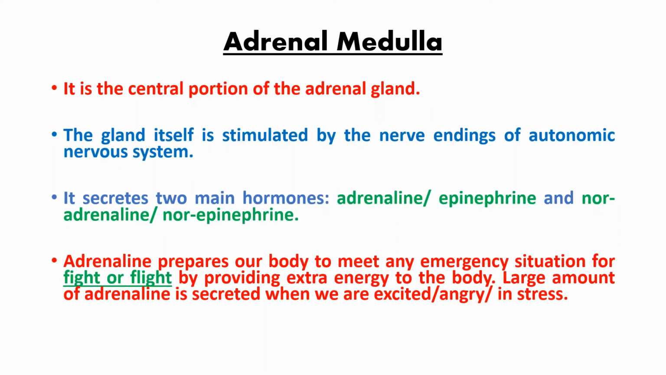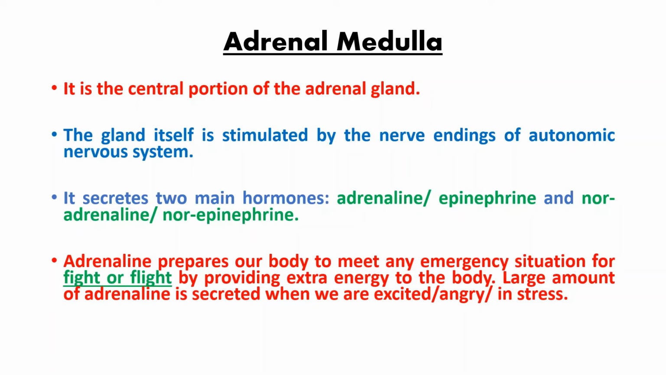So why does that happen? Because whenever you meet an emergency situation like stress, excitement, anger, your body produces adrenaline in a larger amount, and that is known as adrenaline rush. Then that adrenaline prepares you to meet that emergency situation either by fighting or by running away from that situation. And these symptoms or this syndrome is known as fight or flight syndrome.